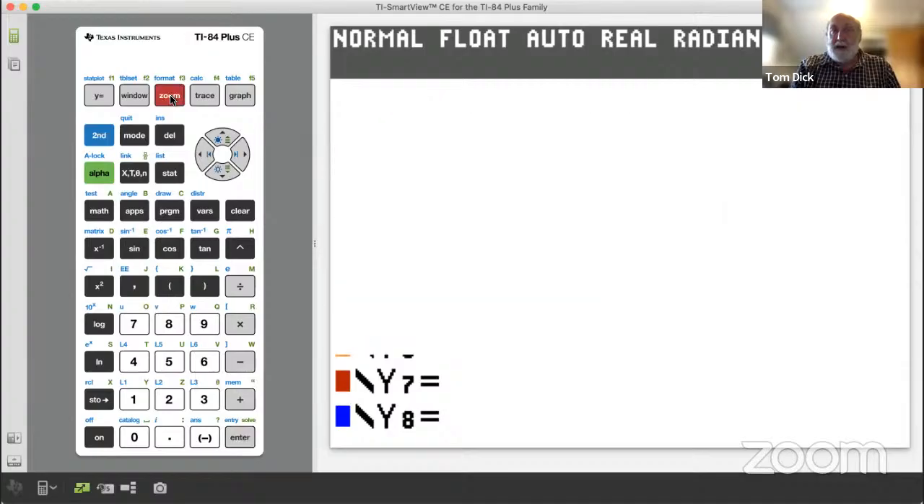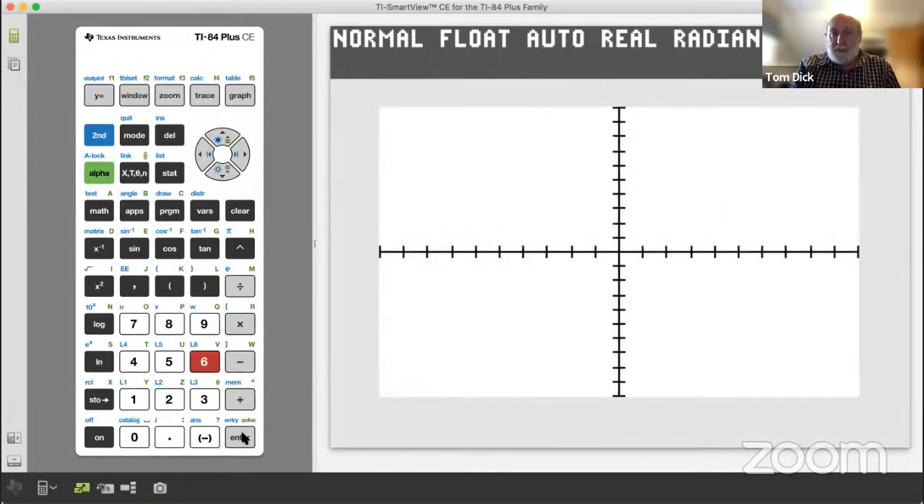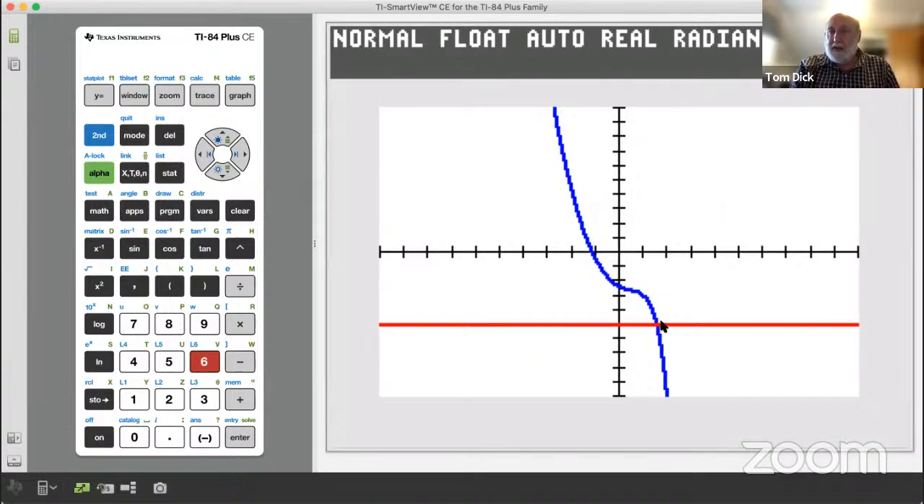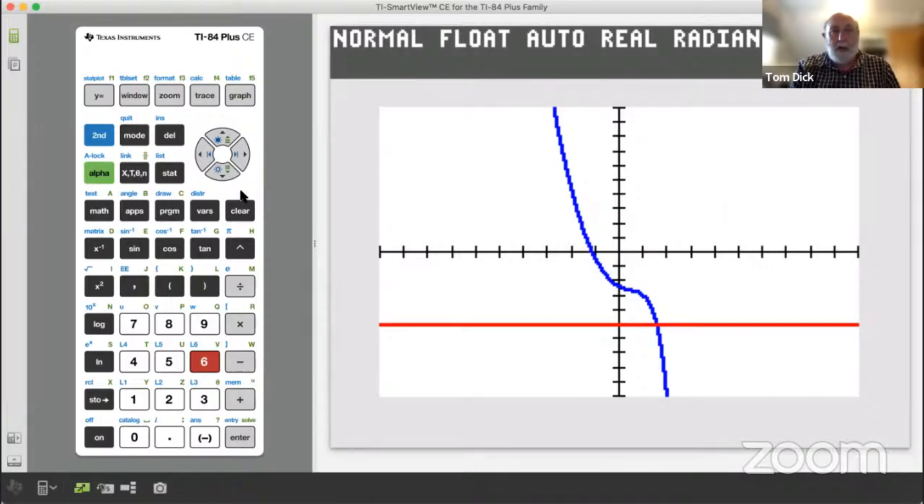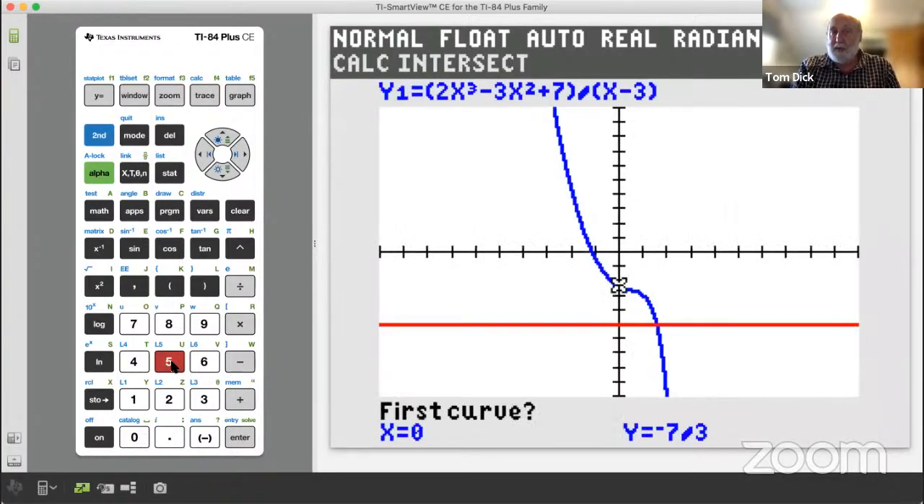Let me just go with a zoom standard window, which is -10 to 10. And there we can see that nicely. And we can see that there's some intersection point between 1 and 2. If we pull up the second shift of the trace key, it says calc up there. We can calculate an intersection point, number 5. So I'll pull number 5.